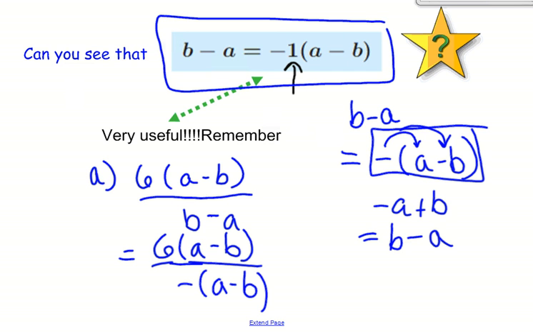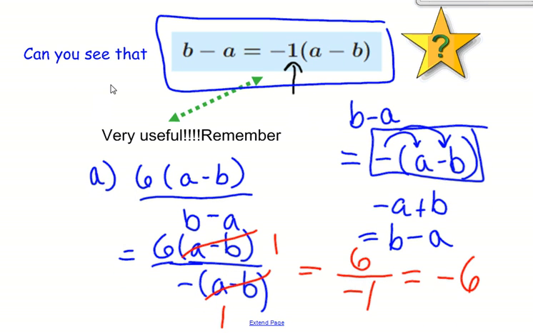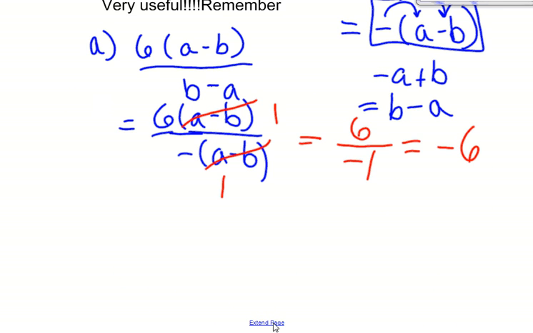And the reason that helps us is because then we're able to cancel. We get a 1 and a 1, so 6 times 1 gives us 6 in the numerator, divided by a negative 1 in the denominator, or in other words, just a negative 6. Okay, and then part B is similar. So we've got xy squared minus xy over 1 minus y.